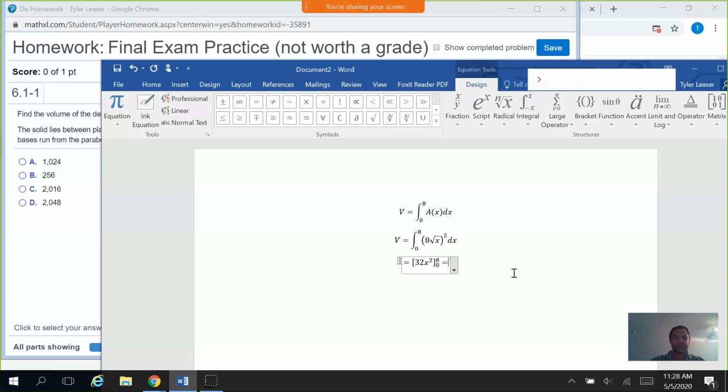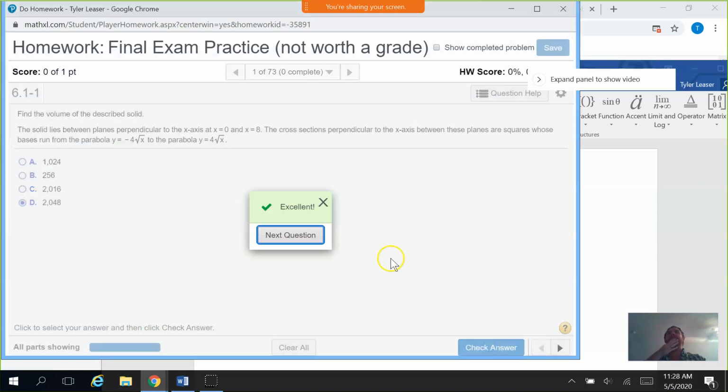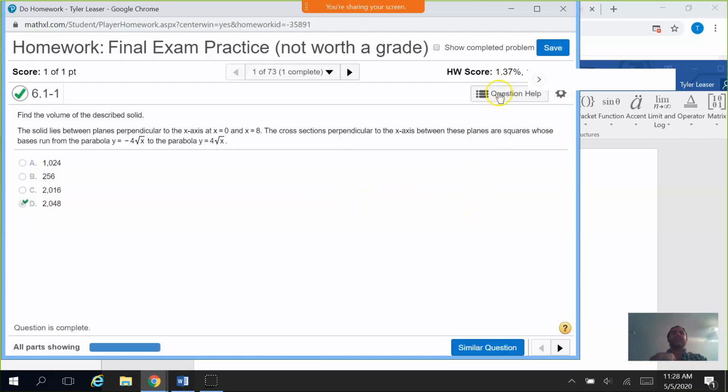And I don't know, it's something. I don't have a calculator in front of me. I can use my phone. $2,048. Great. Okay, so is everybody okay with one like this? You're just integrating over the cross-sectional areas.